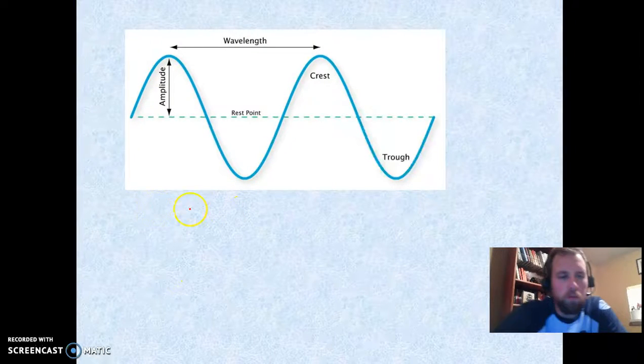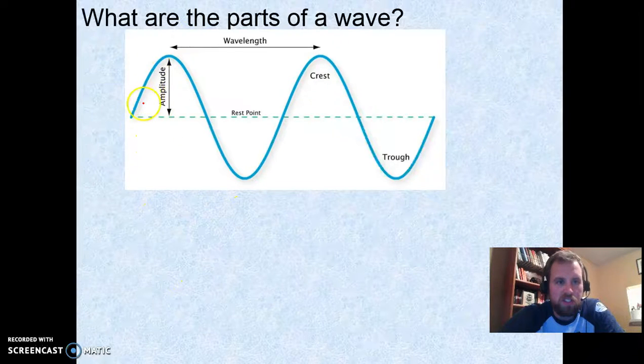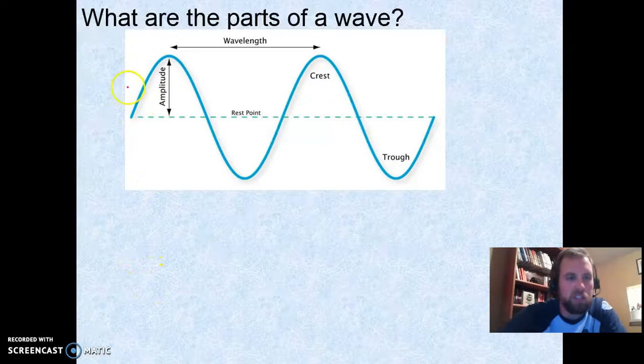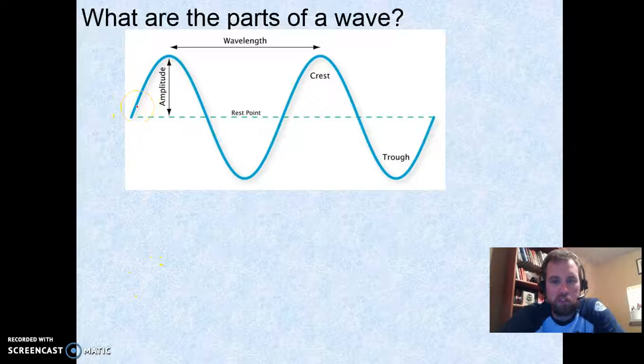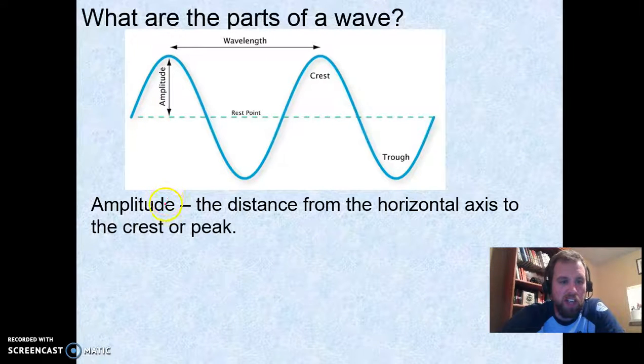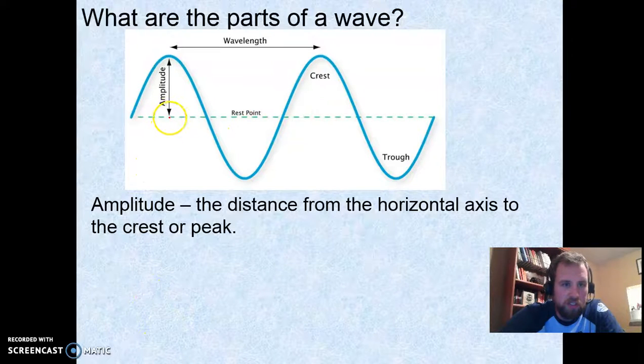Okay, so next part, we're going to identify parts of a wave. And this is in your notes as well. You guys will have to take definitions, and you'll have to label the wave that you guys have in your notes. So first thing we have is the amplitude. Amplitude is the distance from the horizontal axis to the crest or the peak. So here's your example. This would be our horizontal axis, sometimes called the rest point. The amplitude is the distance from this horizontal axis up to the crest. Or you could also say it's from the rest point here down to the trough, same distance here.